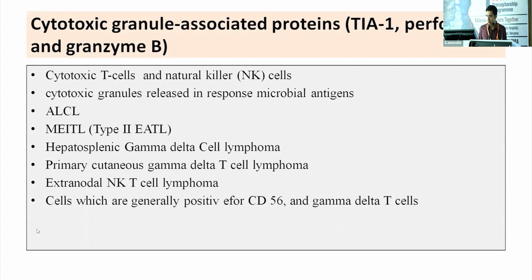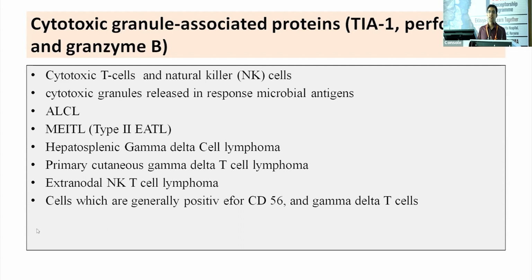Then cytotoxic granule-associated proteins are positive in MEITL, which is very important, monomorphic epitheliotropic intestinal T cell lymphoma, and in enteropathy-associated T cell lymphoma. Enteropathy-associated T cell lymphomas are associated with celiac disease, so they have a mixed inflammatory background. They are lymphomas of alpha-beta T cell type, while monomorphic epitheliotropic intestinal T cell lymphomas are of gamma delta T cell type.